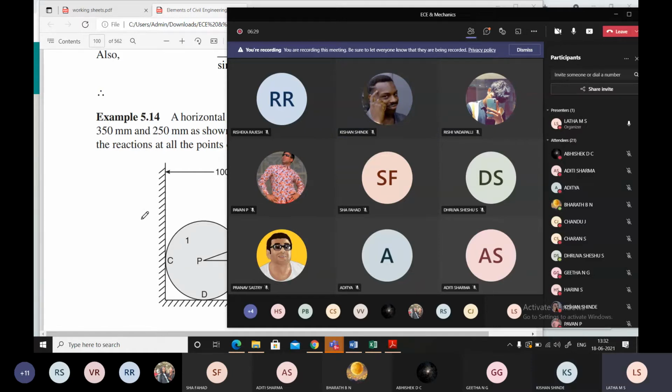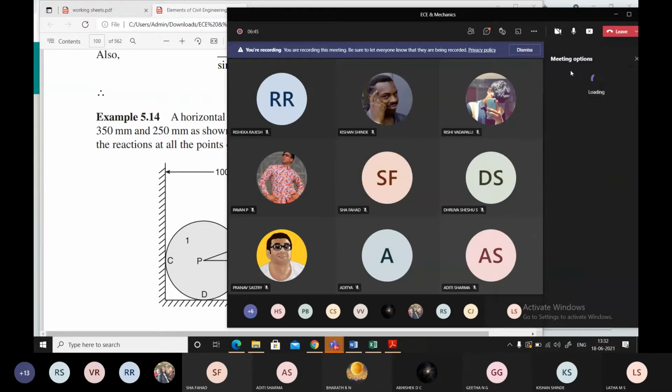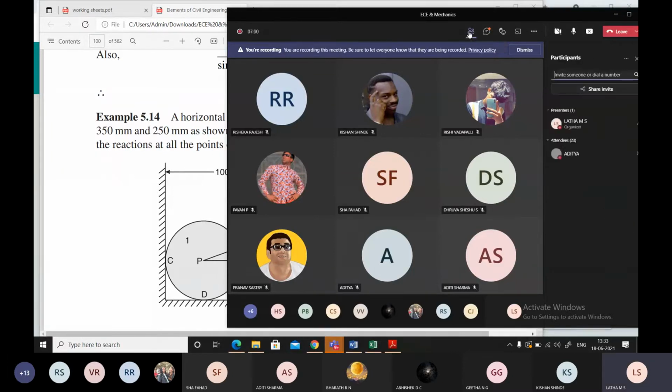Okay, students, you are ready with your book, pen, calculator? Yes, the accessories are ready with you? Yes or no? Are you all ready with the materials? Okay. Understanding that you are all ready, we'll proceed with the next problem.